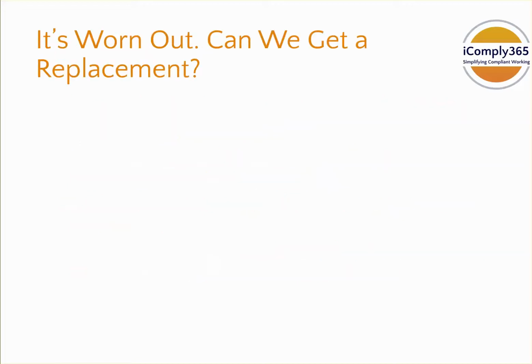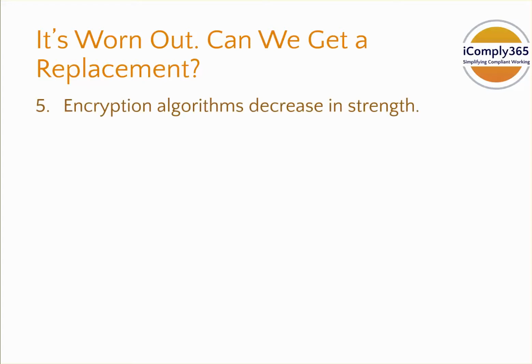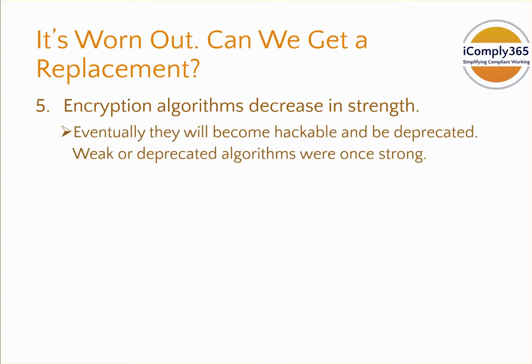Is it worn out is the next question. Can we get a replacement? So encryption, question number 5, is all about the fact that encryption algorithms decrease in strength. They're kind of like people: they start dying the day that they're born. Eventually, every encryption algorithm will become hackable, and it will be deprecated, or put on some list that says, hey, it's weak, you shouldn't use it. It's still around, but you just shouldn't use it because it's not doing the job anymore.